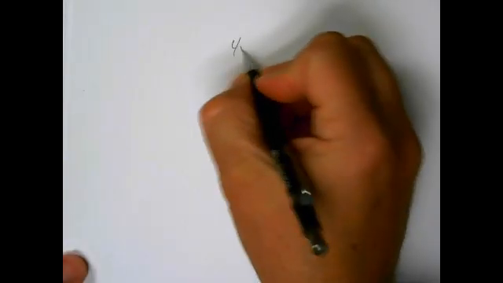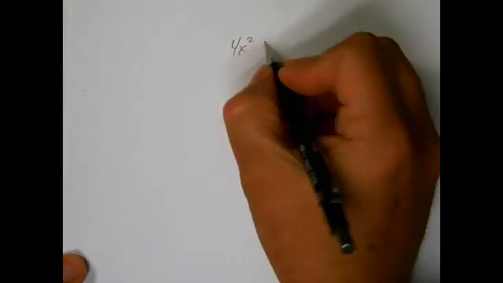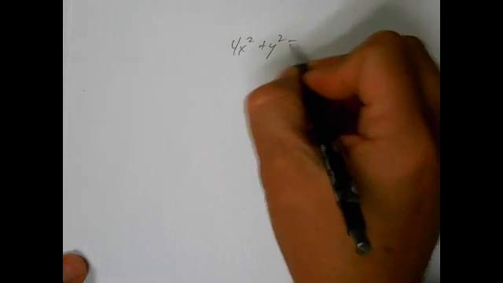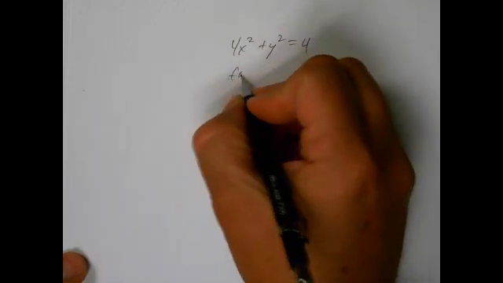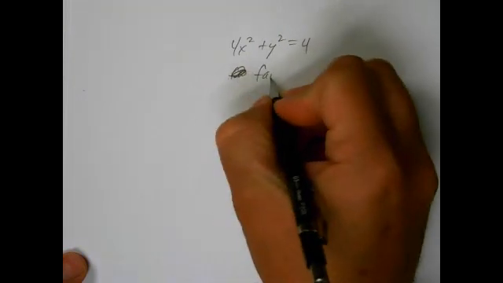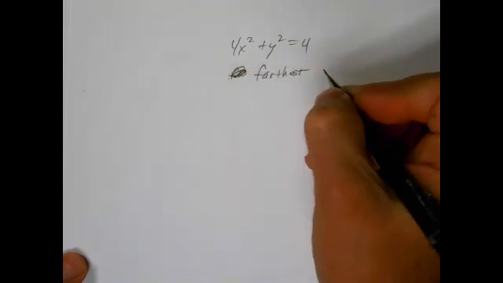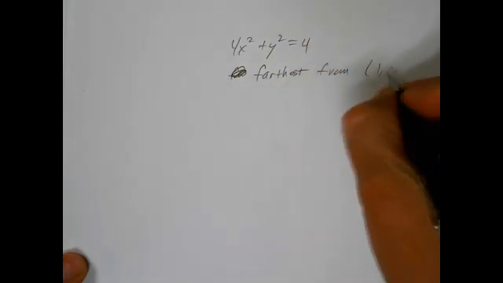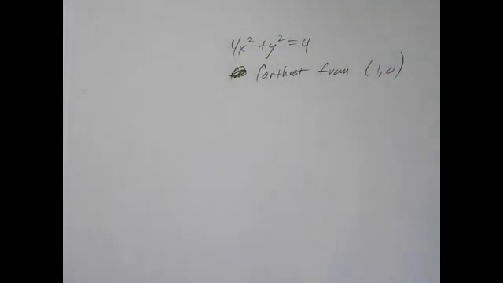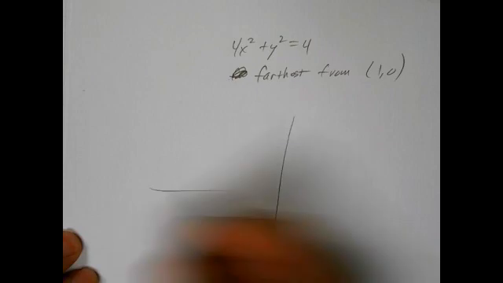All right, let's say we want to find the points on the ellipse defined by 4x squared plus y squared equaling 4. We want to find the points on the ellipse that are the farthest from the point (1, 0). Right? So what would that basically look like?